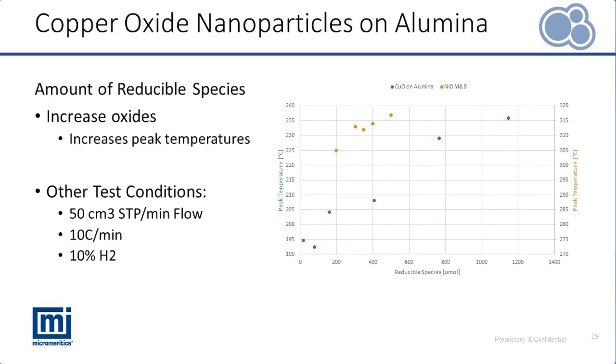When considering the amount of reducible species used, as the amount increases, the peak temperature increases. The trend and sensitivity of copper oxide is comparable to the results of nickel oxide. Here we use 50 cc per minute, ramp rate of 10 C per minute, and 10% hydrogen in argon. Monti and Baiker use 75 cc per minute, a temperature ramp of 12 C per minute, and 5% hydrogen.